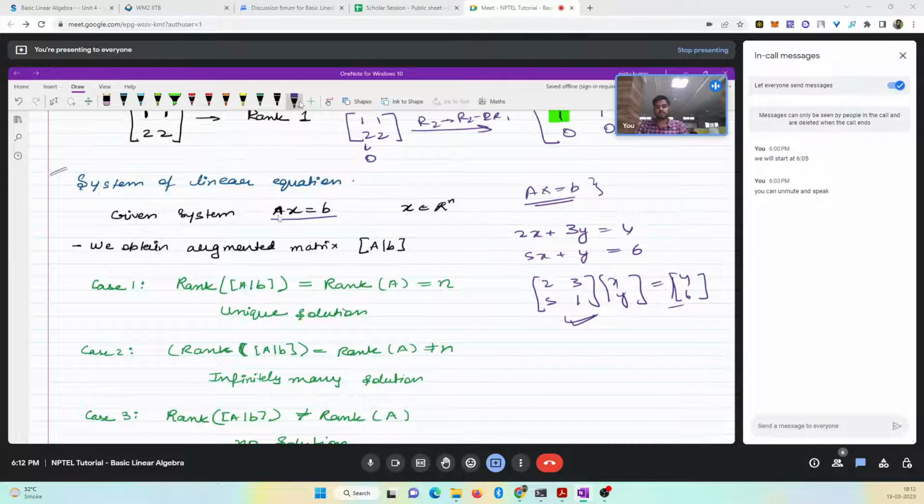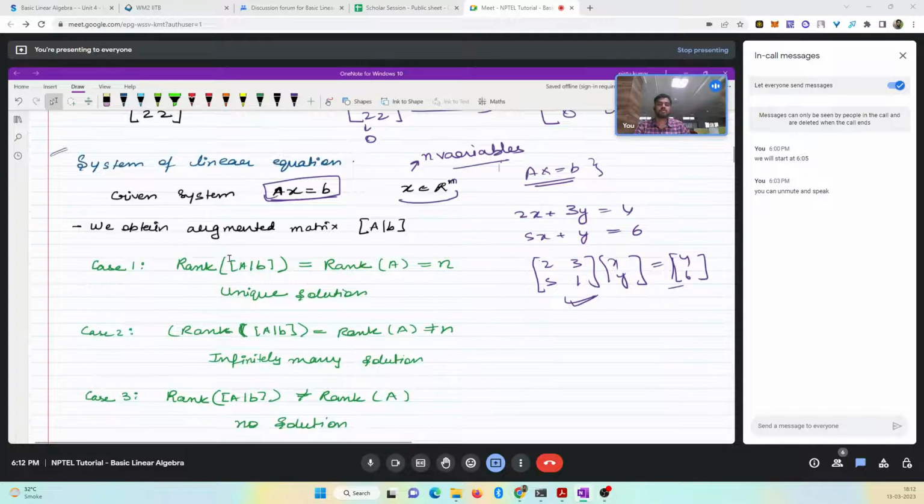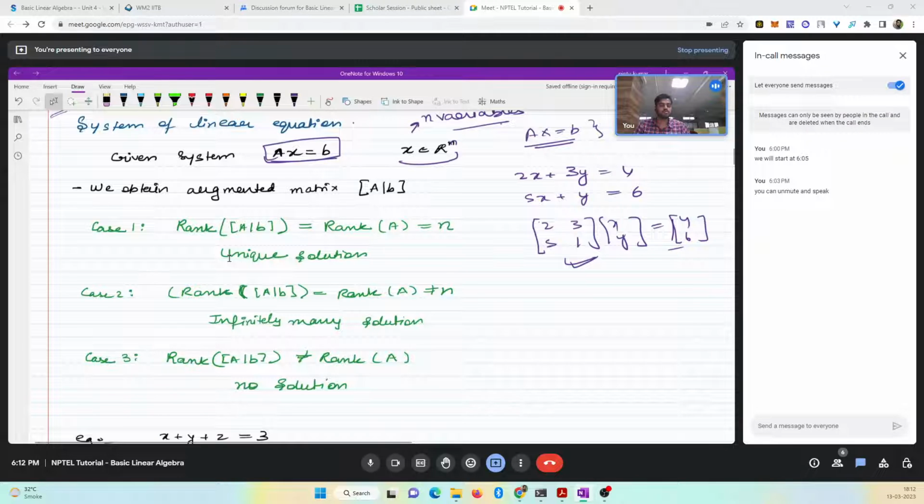So let's say we have a system of equations of the form Ax is equal to b, and our x belongs to Rn. What we mean by x belonging to Rn is that we have n variables. Then how do we check whether our system of equations has a solution or not? And if it does have a solution, whether the solution is unique or it has many solutions.